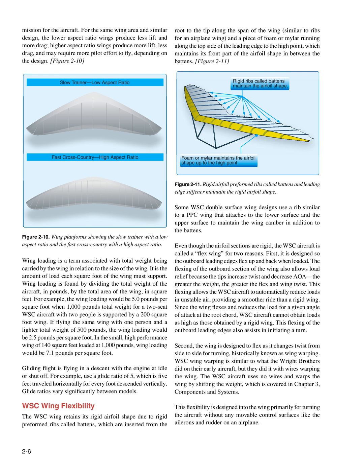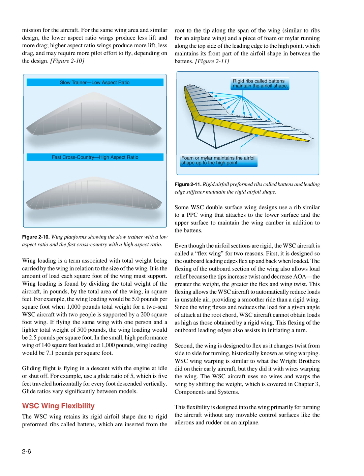depending on the design. Figure 2.10, wing loading is a term associated with total weight being carried by the wing in relation to the size of the wing. It is the amount of load each square foot of the wing must support. Wing loading is found by dividing the total weight of the aircraft, in pounds, by the total area of the wing, in square feet. For example, the wing loading would be 5.0 pounds per square foot when 1,000 pounds total weight for a 2-seat WSC aircraft with 2 people is supported by a 200 square foot wing.